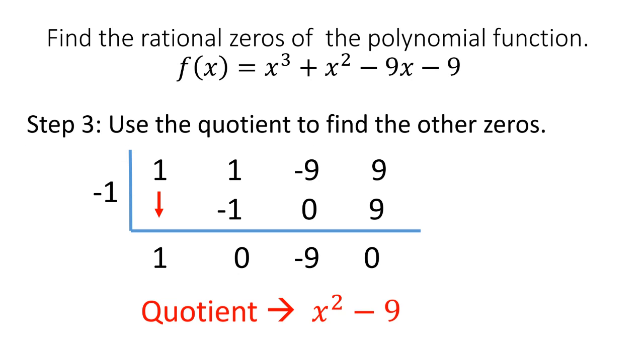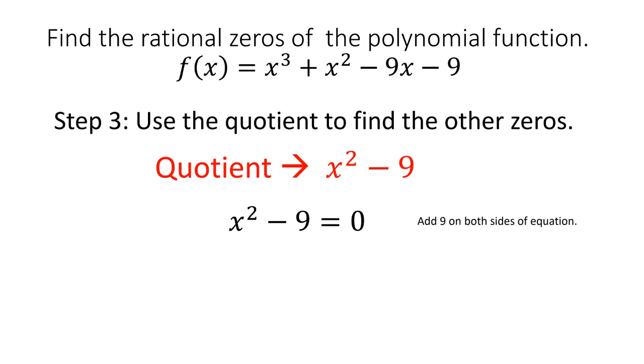All right, so when we have this, it makes our life easy because we can get our quotient, and our quotient becomes x squared minus 9. So now having this, we can either factor it, or we can use our quadratic equation to find the remaining zeros.